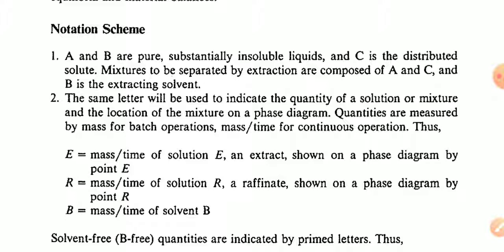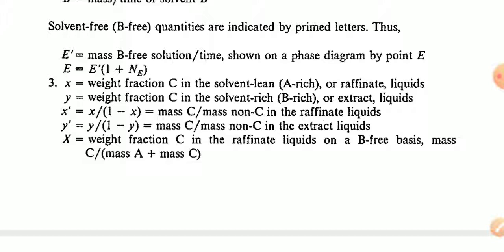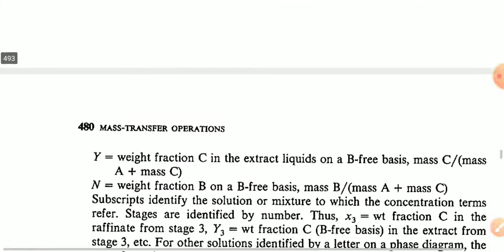Now E is equal to the mass per time of the extract solution, shown on a phase diagram by the point E, and R is the mass per time of the raffinate solution, shown on a phase diagram by point R. B is equal to the mass per time of solvent B. The solvent-free quantities are indicated by primed letters. Thus E dash is equal to the mass of solvent-free solution per time, shown on a phase diagram. Okay, this is not an important part.